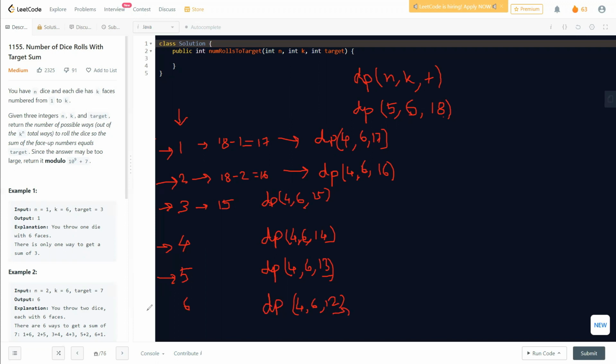That's how we get to know, if I just take the 6th case, the last case, then with 4 more dice, I need to reach a value of 12. Thus, we can reach our target, right? This is the thought process behind this. Now, we sum up the solutions of all the 6 cases to arrive at our result, right?